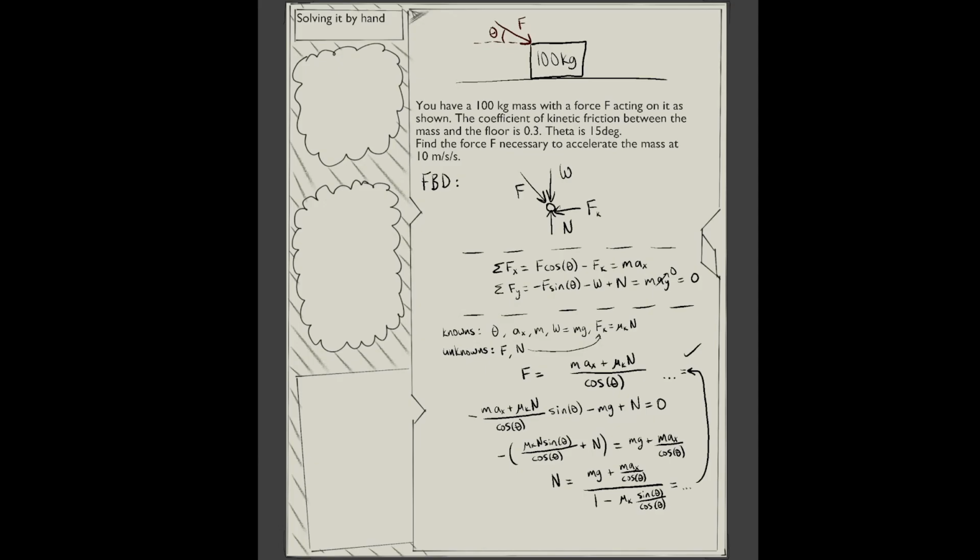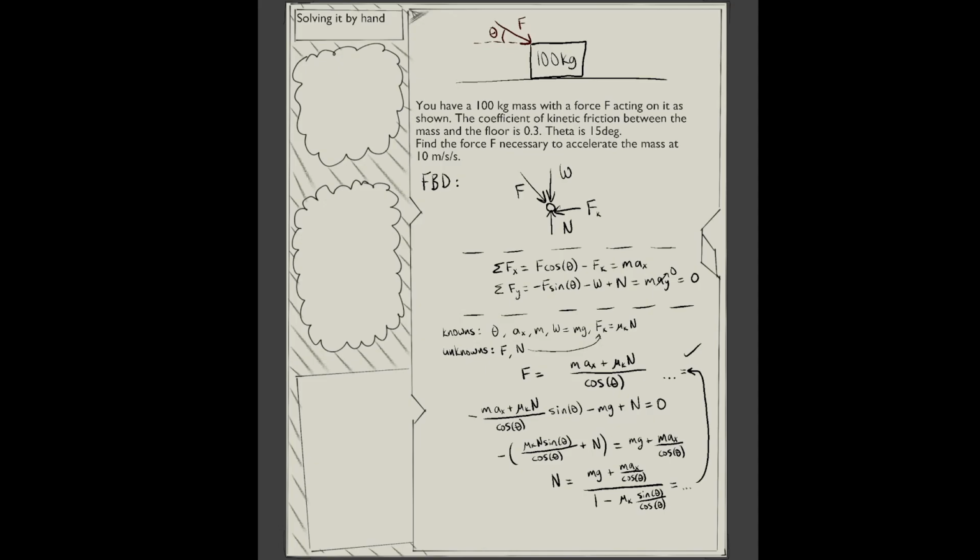So we have the knowns: theta, AX, M, and W, which equals mass times gravitational acceleration. And the force due to kinetic friction is the kinetic coefficient of friction times N. Our unknowns are F and N, which is part of Fk. So we can solve these equations, and we can say F, the force we're looking for, equals mass times acceleration in X plus mu k N, over cosine of theta.